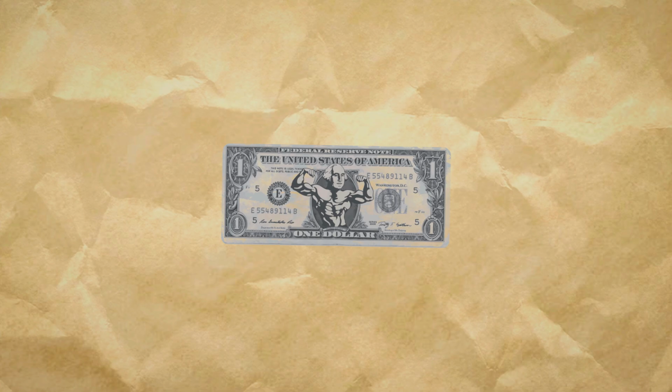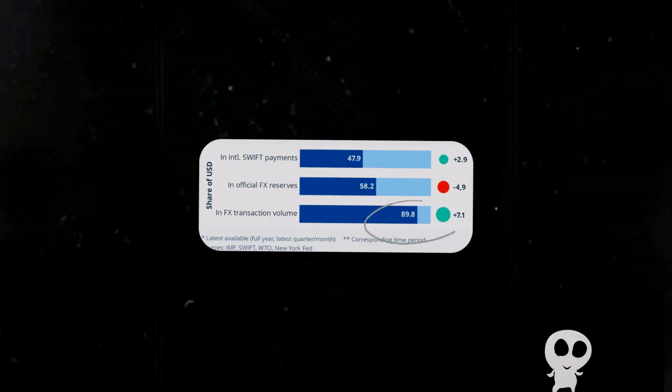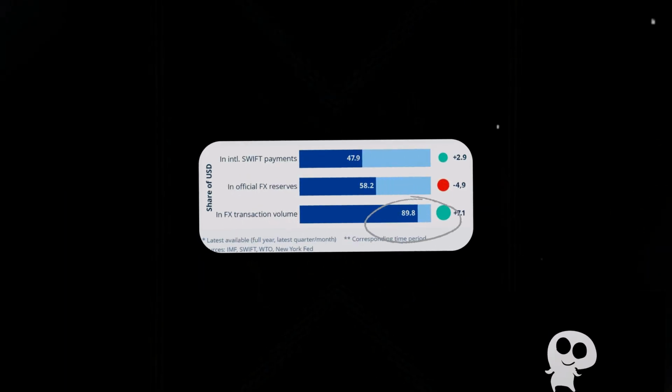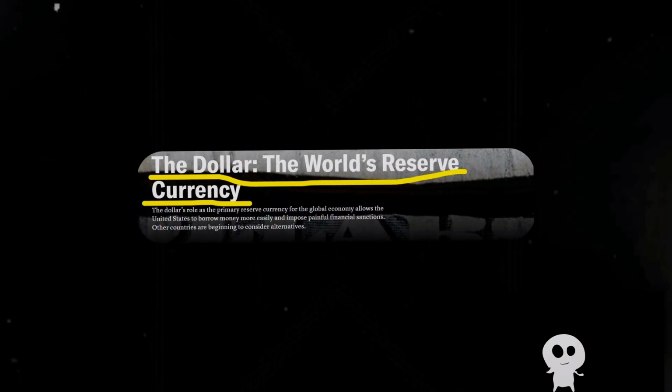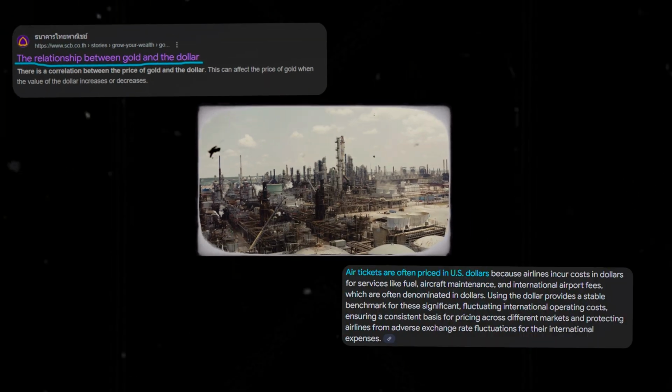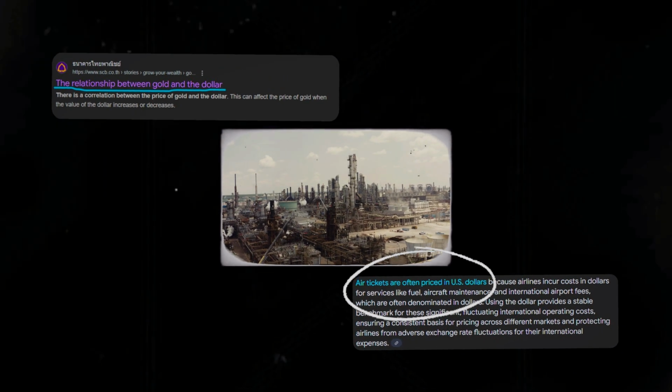The US dollar is powerful because over 88% of global trade happens in dollars. Most countries keep their emergency money, called foreign reserves, in US dollars. Oil, gold, and even airline deals are priced in dollars. Meanwhile, some currencies are super strong in numbers but don't have much global influence.